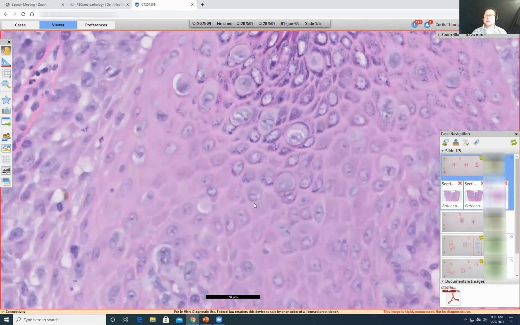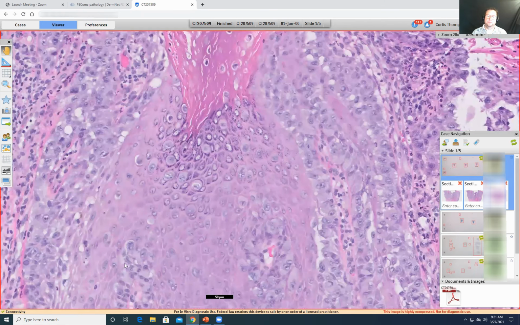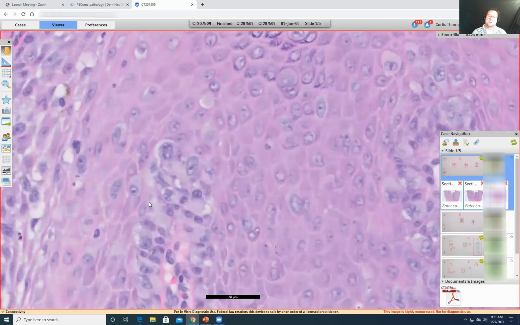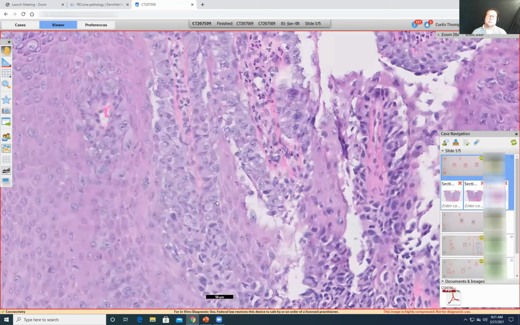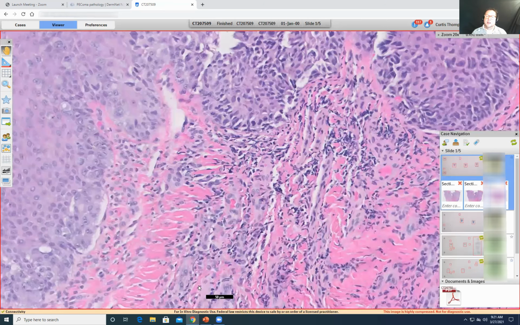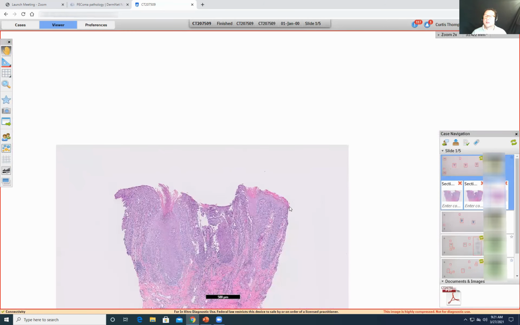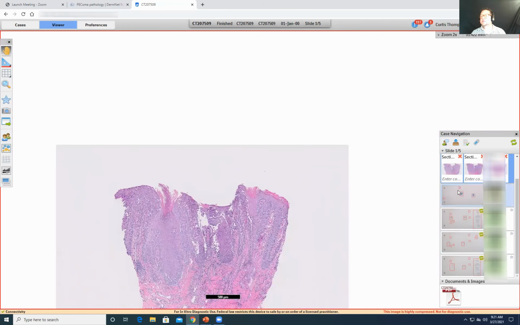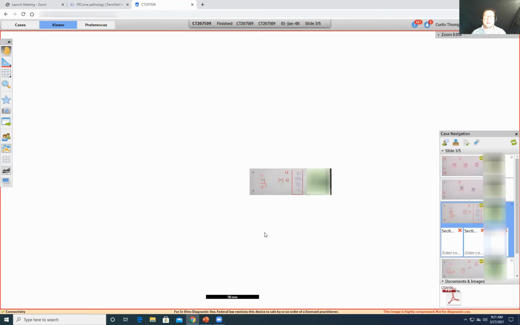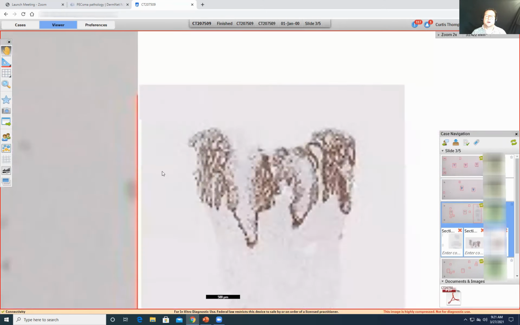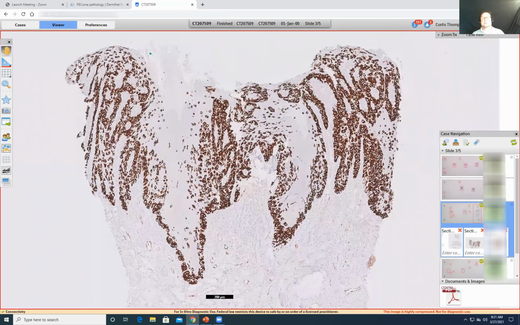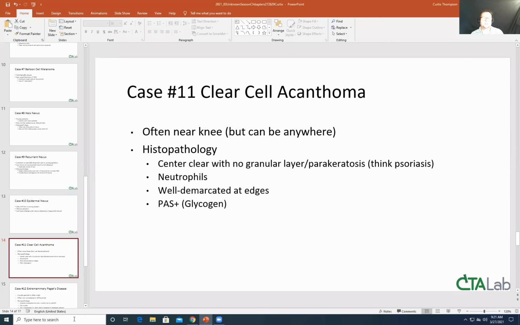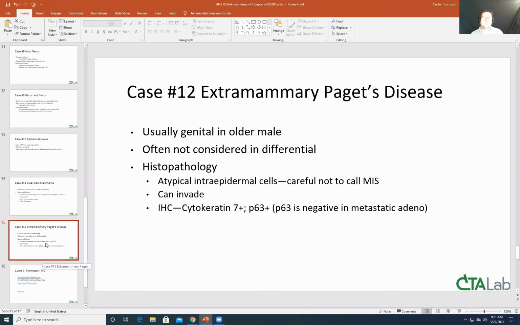Here you can see pagetoid-like cells. Like when you say pagetoid, you mean looks like they're crawling through the epithelium, large. And then what else do we see in this? We have a cytokeratin 7. This is the most important immuno to see. You can see they light up very strongly with cytokeratin 7. And that leads us to this diagnosis of extramammary Paget's disease.